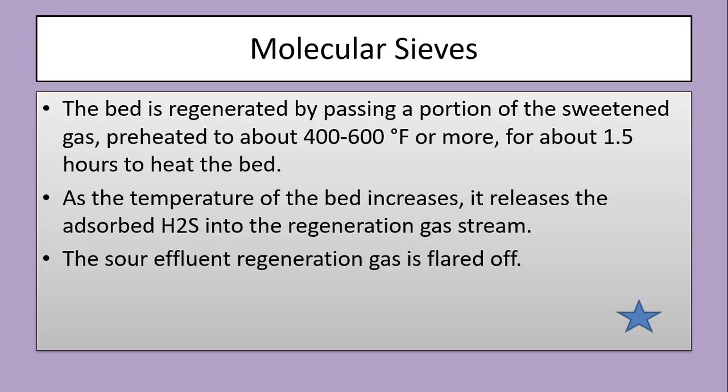If you see the regeneration system, the bed is regenerated by passing a portion of the sweetened gas, then preheated to about 400 to 600 degrees Fahrenheit, for 1.5 hours to heat the bed. So that is the process of regeneration. As the temperature of the bed increases, it releases the adsorbed H2S into the regeneration gas stream. The sour effluent regeneration gas is flared out. In this way we can regenerate the molecular sieve.